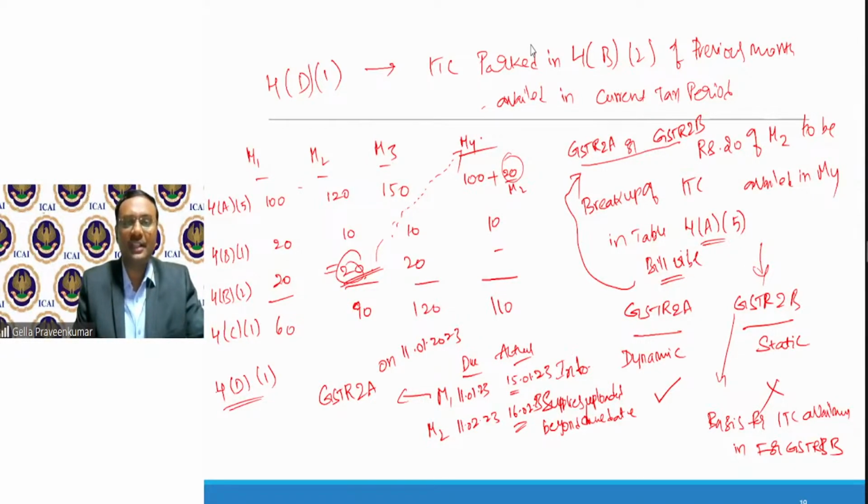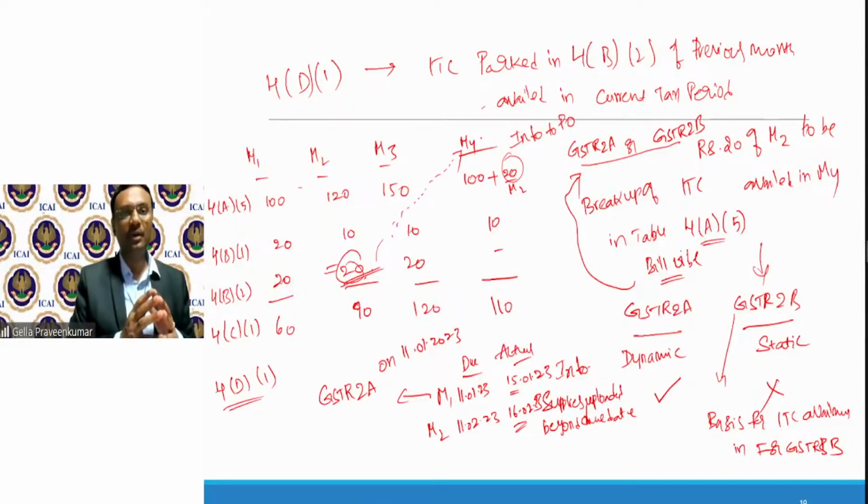Rahim is asking this question. Sir, 20, which is in table 4D1 in month 4. So 20 will not be allowed? No, Rahim. It is just information. The 20 that I have shown in month 4, whatever I have shown in month 4, it is just information. This is just information to the proper officer.